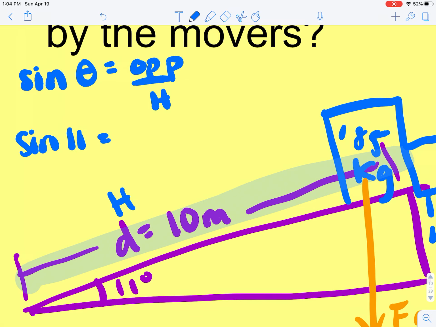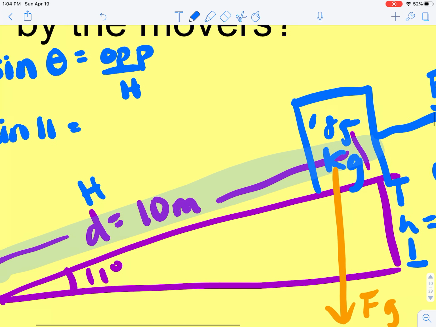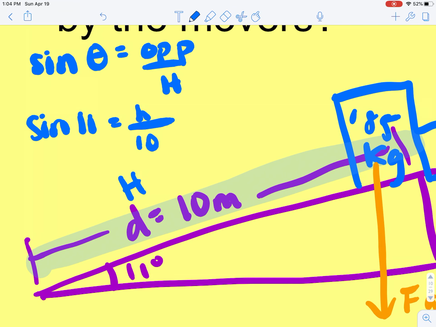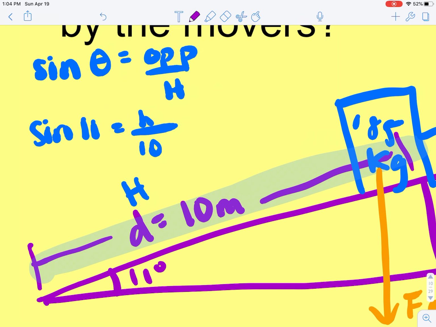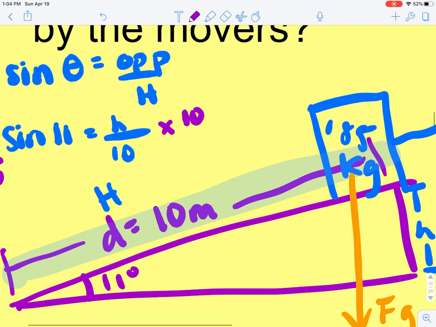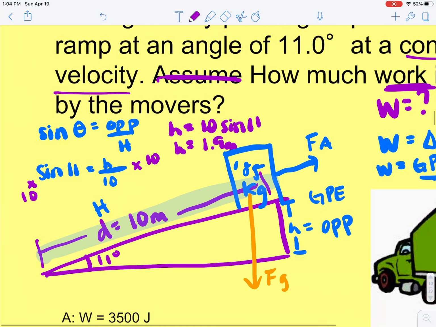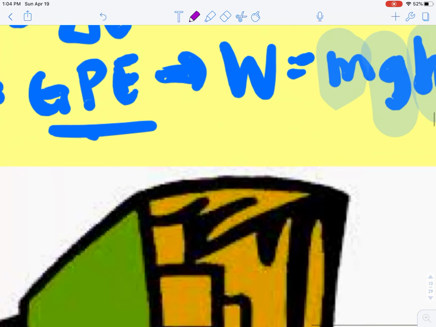And I'm just going to plug in stuff. Sine of 11 degrees is the opposite side, which we labeled as h for height, not hypotenuse. And then the hypotenuse is 10 meters long. I am going to multiply both sides by 10 to get that height by itself. And height is equal to 10 times the sine of my angle. So I get that the height is 1.9 meters.